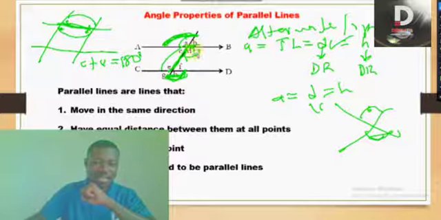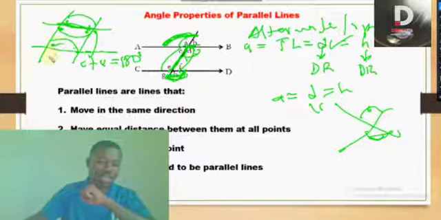So give me another co-interior. F and what? F and D. They sit on this straight line. F and D, right? So I can get co-interior here and there. This and that sum up to 180. This and that sum up to 180.